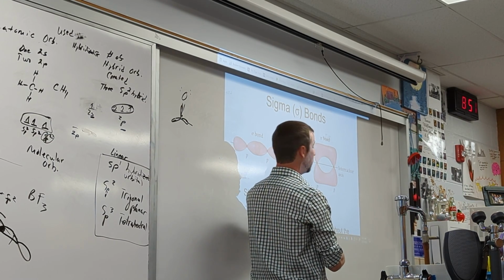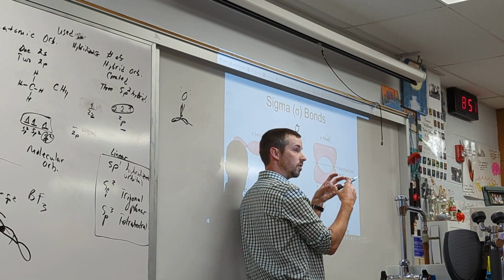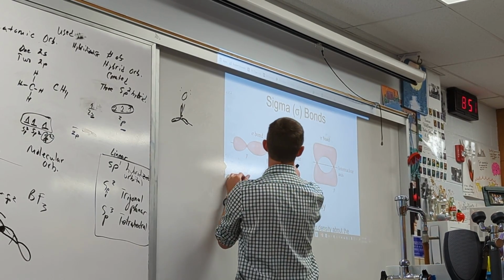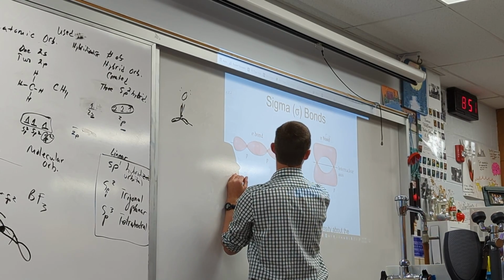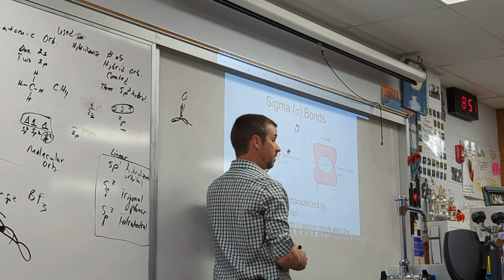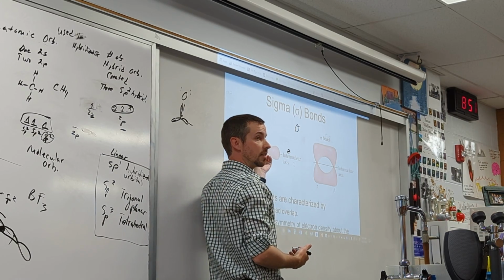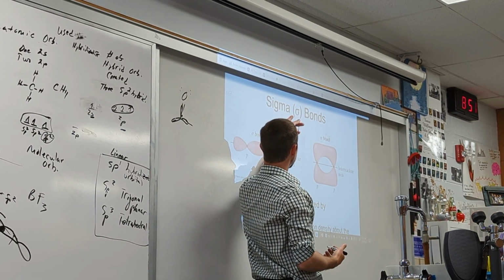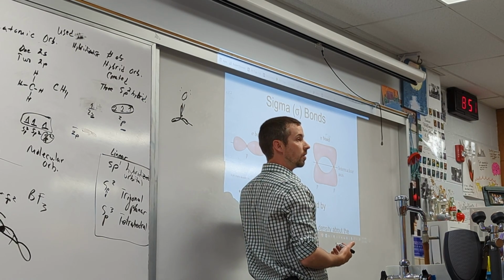Okay, so this is between 2 regions of electron density. If you drew a line straight through those, that's the internuclear axis. We'll call it the Z axis. If there is a bond on the internuclear axis, this is called sigma. So sigma bonds occur along the internuclear axis.